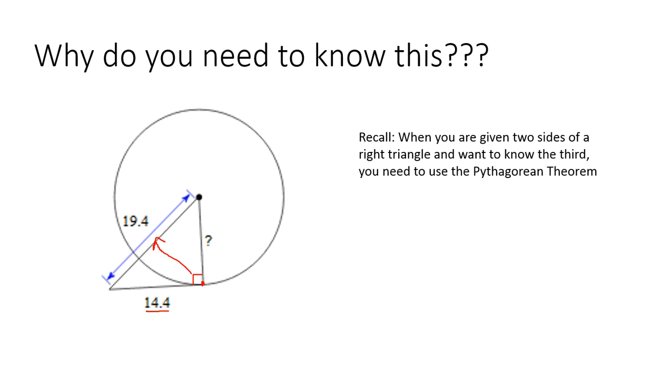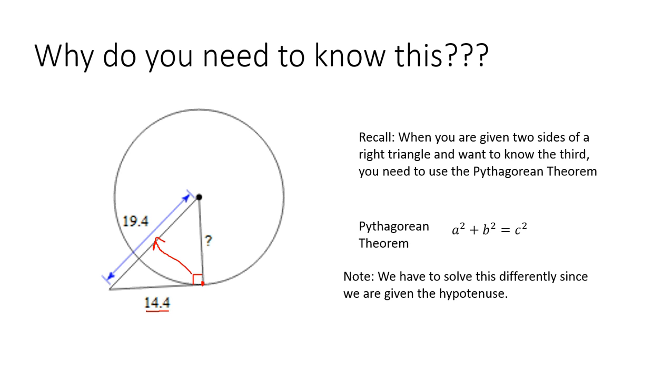And so we are given this side, which is 14.4, and we are given the hypotenuse, which is 19.4. The Pythagorean theorem is a squared plus b squared equals c squared. So it doesn't matter which one you say 14.4 is. It can either be the a or the b. I'm going to say it's the a. But the c is the hypotenuse. It's going to be 19.4.